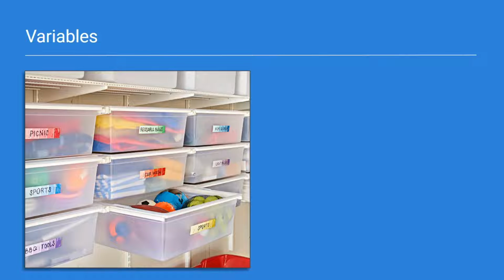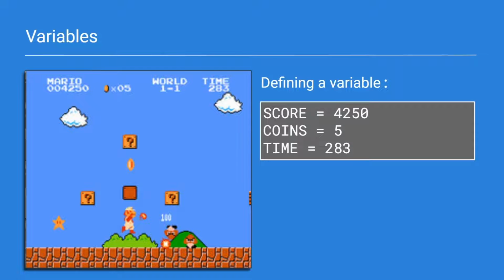The way that we create and fill up a new variable is by writing what we call an assignment instruction. It goes like this: name equal value. In this example, we're defining 3 variables: score, coins, and time, according to the screenshot. And we're assigning various values to them. The coins will have the value of 5, the score will have the value of 40 to 50, and the time will have the value of 283.